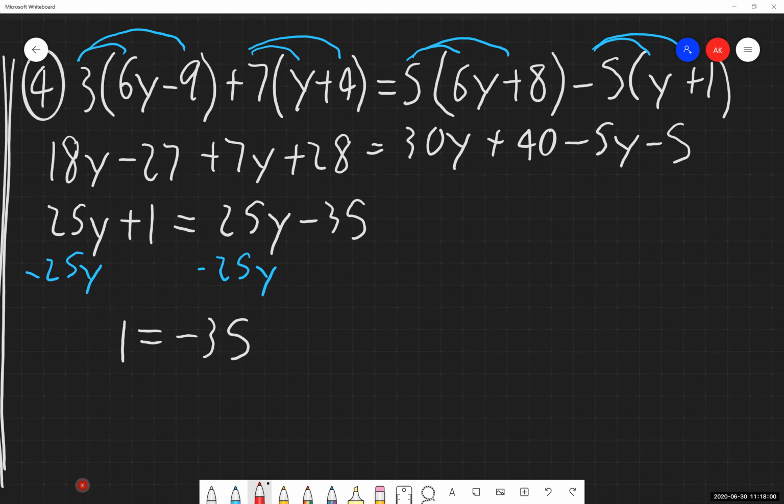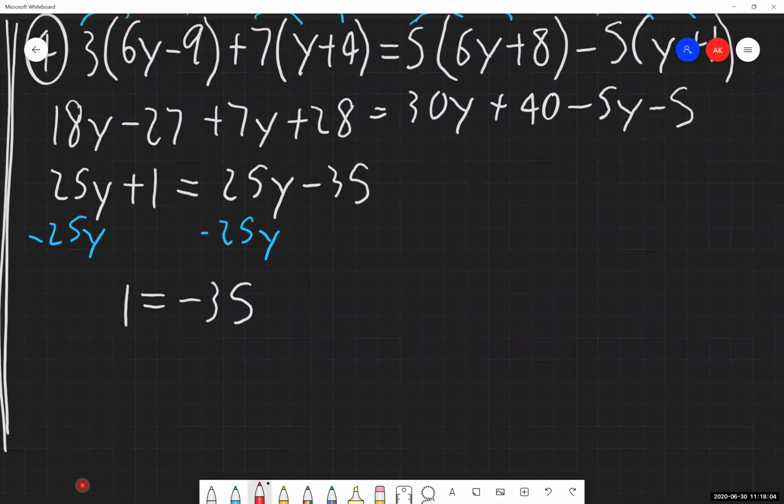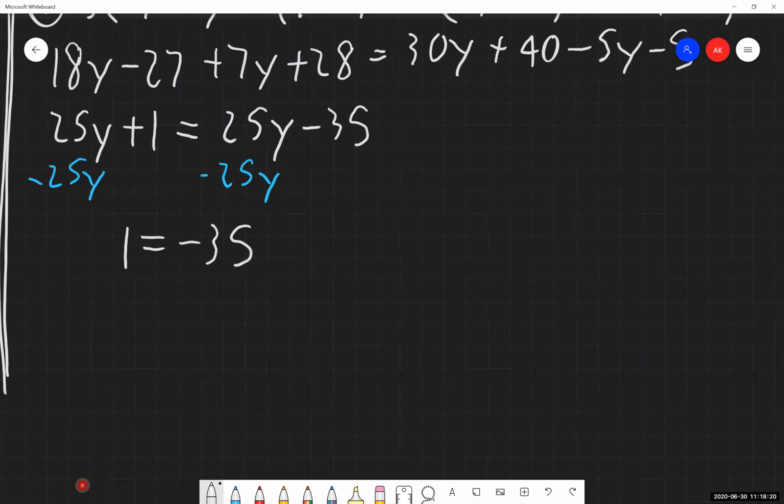So it's when we get to these instances and we're trying to ask, how do we classify this thing? Is it a conditional equation? Is it an identity? Or is it a contradiction? And we've already seen a conditional equation. We've seen an identity. This is a contradiction. This is a false statement. 1 is not equal to negative 35. So once we get to this point, we're going to list this thing as a contradiction, and we are done.